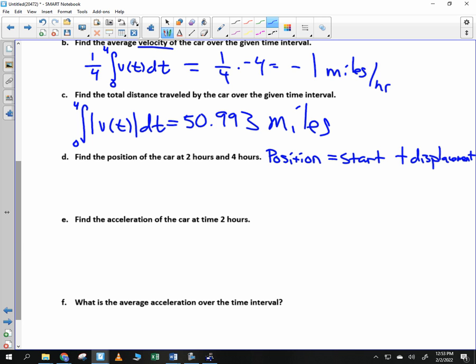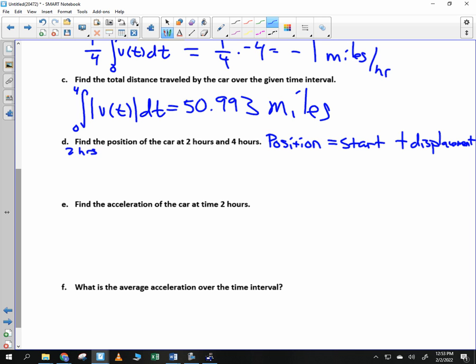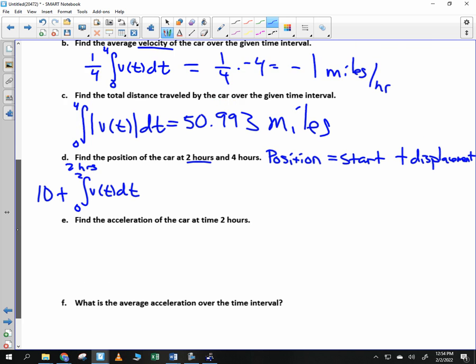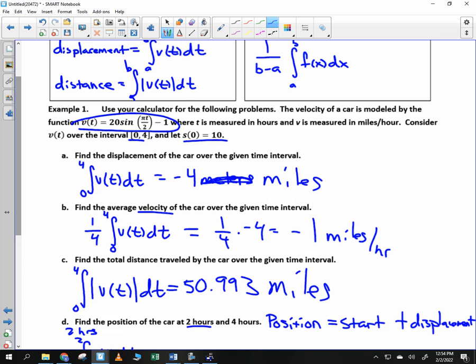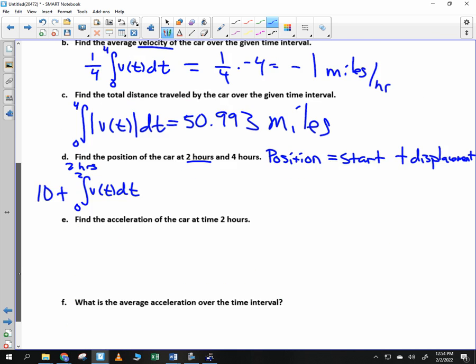So position at 2 hours. We're going to do 2 hours right here, and we'll do 4 hours later. What is the start? We start at 10 plus the displacement. From what to what? 0 to 2. I thought we were going to 4. This one's at 2 hours, so we're going to go 0 to 2, the integral of v of t dt. Yes. The position at time 0 is 10. Okay, so 10 plus that.